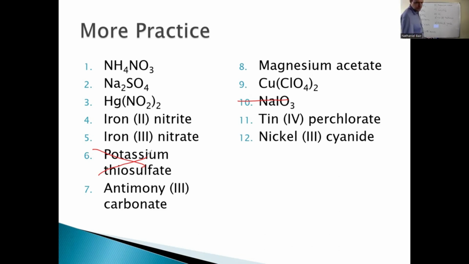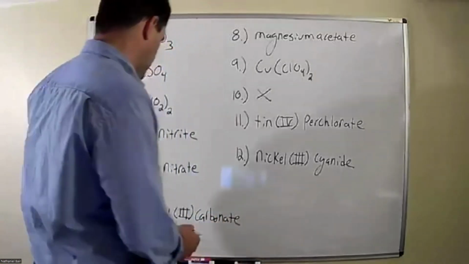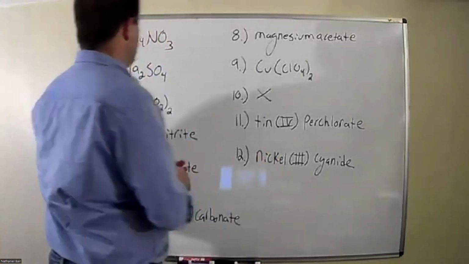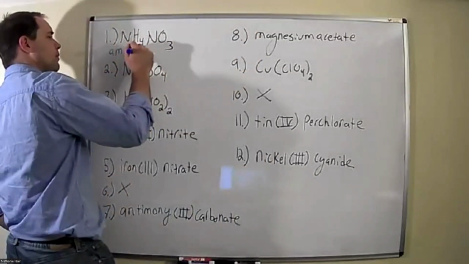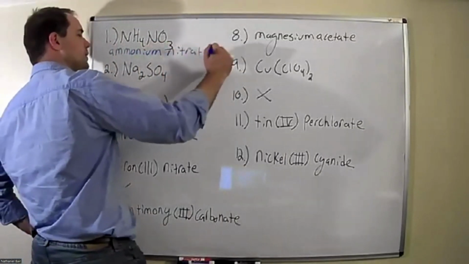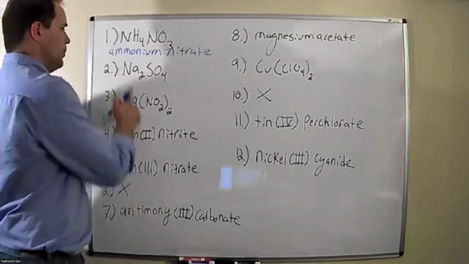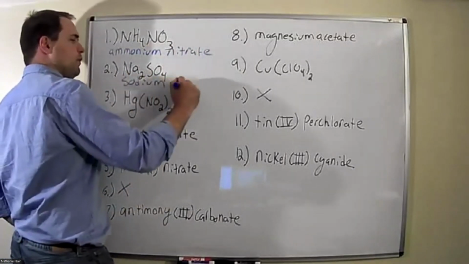All right. Let's do this thing. So NH4NO3. 2 polyatomic ions. That's ammonium, and that's nitrate. That's ammonium nitrate. Here we have sodium, and SO4 is sulfate.